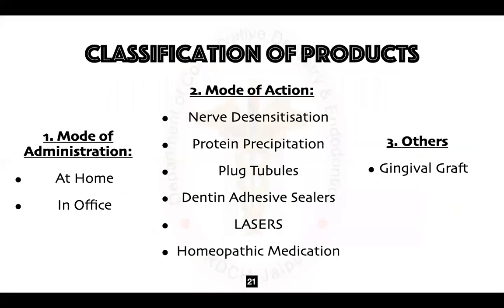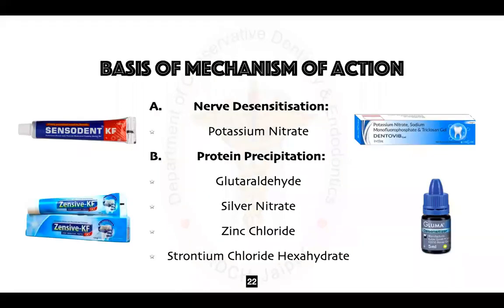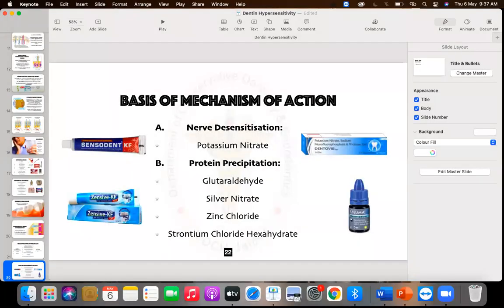So here was the classification of products: mode of administration, mode of action, and others. I hope you've written them down. Basis of mechanism. One thing I'd like to tell you: everything written on the slides has to be copied the way it is, but you don't have to worry about elaborating these products. At your level as a third year student, if you remember the names of these products, that is amazing for you.